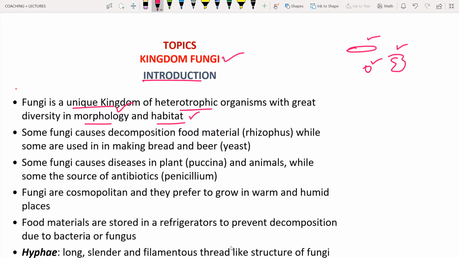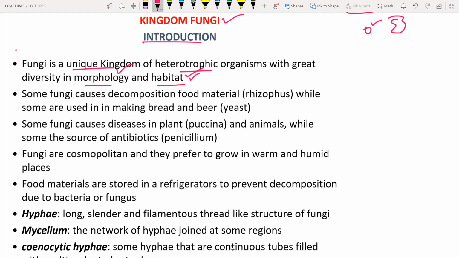In the case of fungi, the habitats are of different types. Some are saprophytic, some are parasitic, and so on. That comes under the habitat. Some fungi cause decomposition of the food material. So what is meant by decomposition?